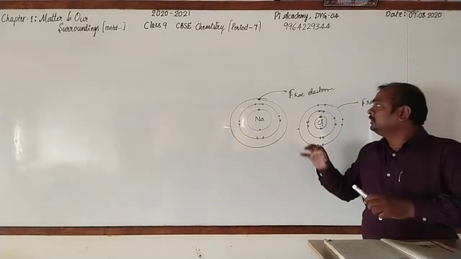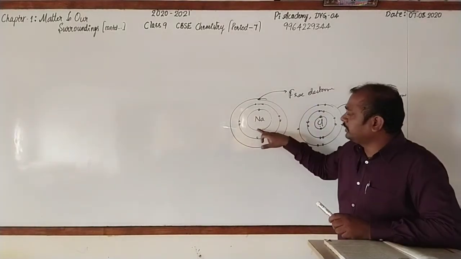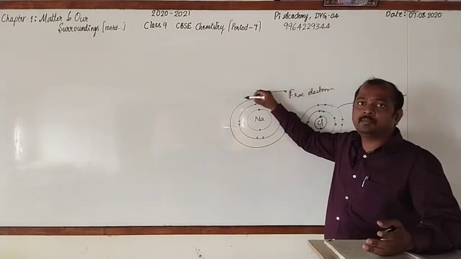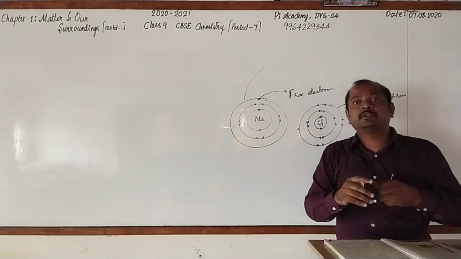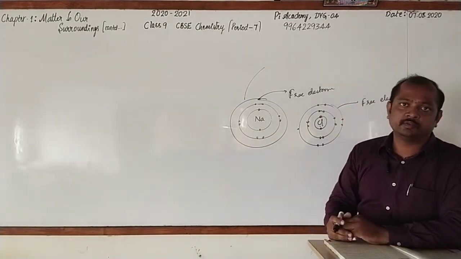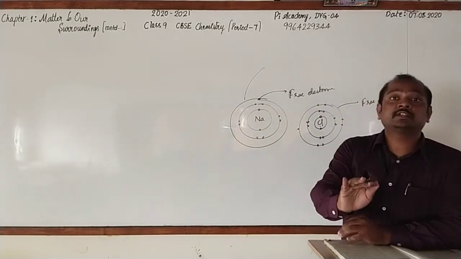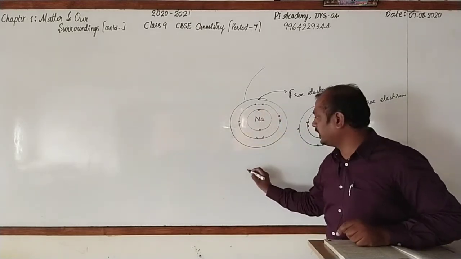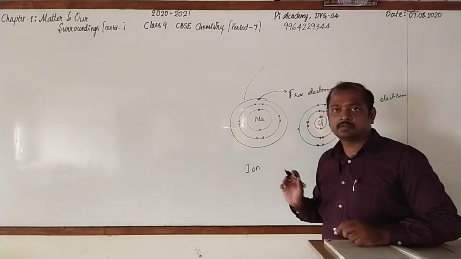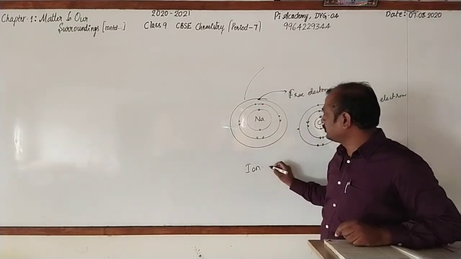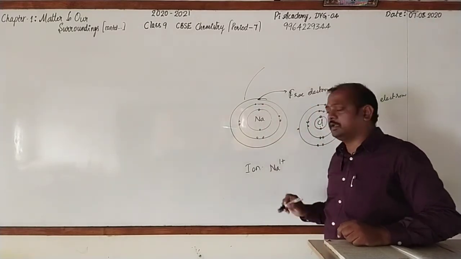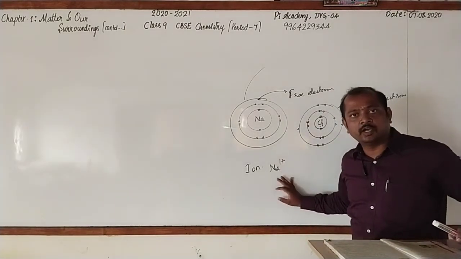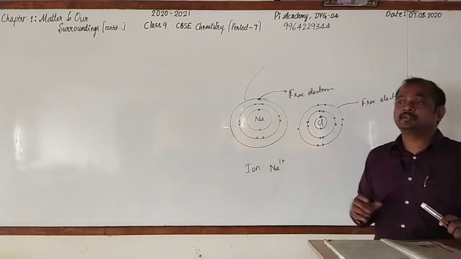Then here, in the case of sodium, there is only 1 electron. If this sodium atom loses 1 electron, then we say that it gets charged, and we call this charged atom an ion. Clear? So as it loses 1 electron, we write Na+. It is a positively charged ion called a cation.